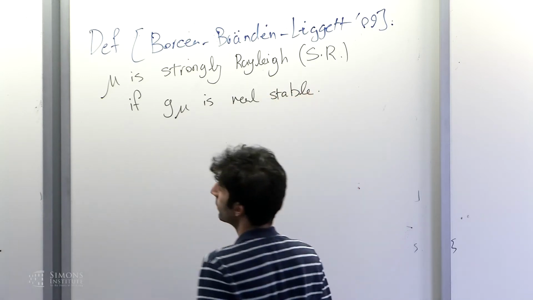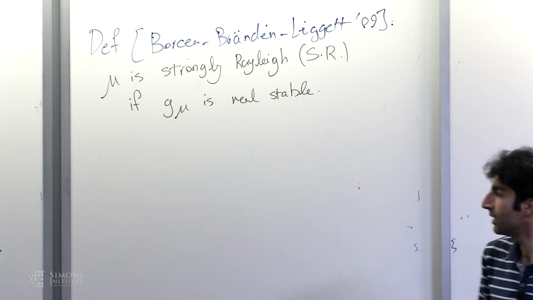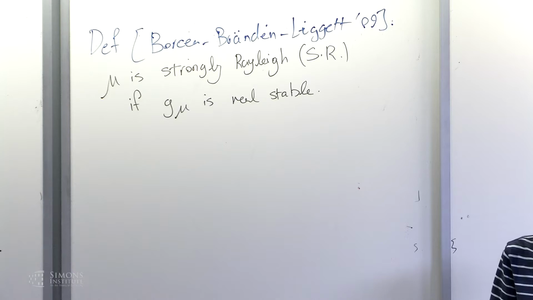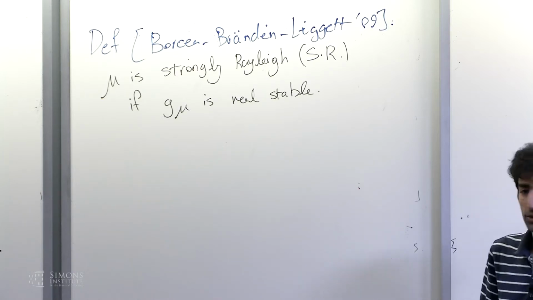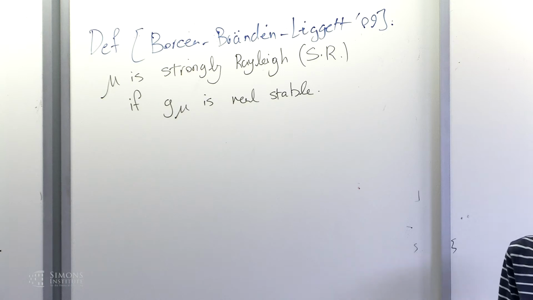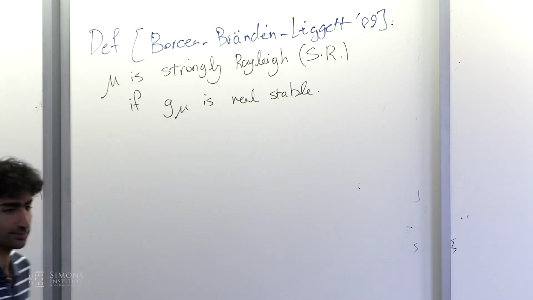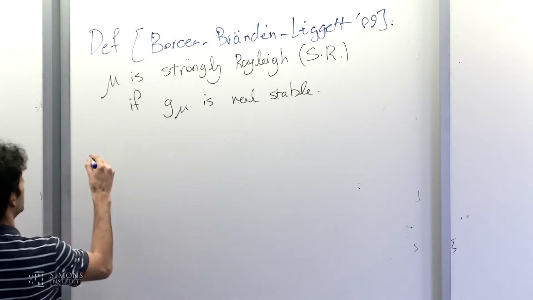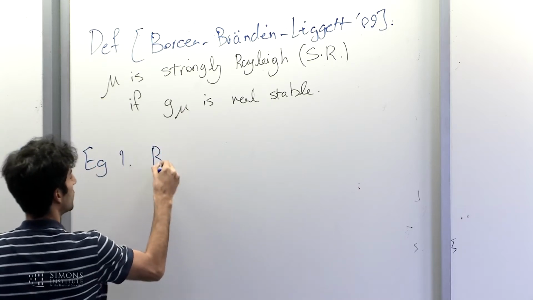Okay. So we already saw that two independent Bernoullis, or in fact n independent Bernoullis, give you strong Rayleigh distributions. I want to now give more examples, and then I'll talk about closure properties and many other properties of these distributions. Any questions? No. So let's start. Next, example 1, random spanning tree distributions.